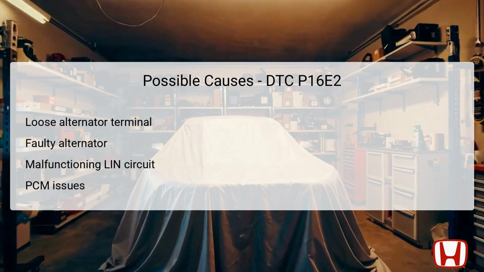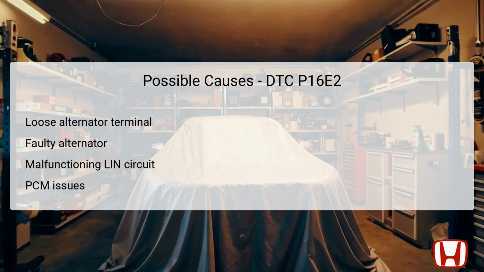Several factors may trigger DTC P16E2. The most common cause is a loose terminal connection at the alternator, particularly the ACG plus B terminal, which can interrupt communication. If the alternator itself is faulty, it may not produce or send the required signals, resulting in code P16E2 being stored. Another potential culprit is the LIN circuit.